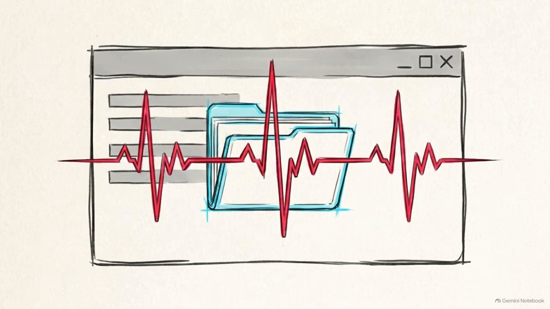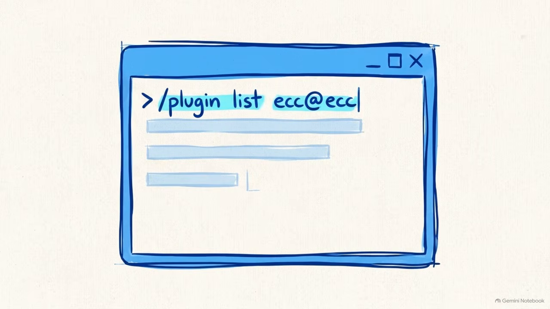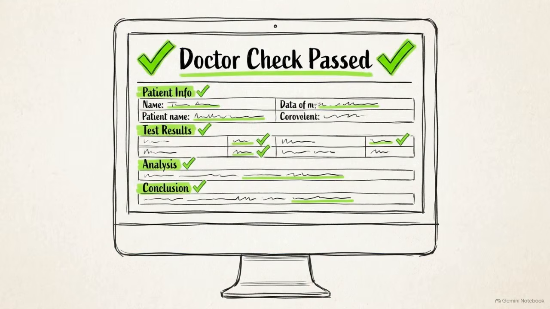Now that the files are in place, we run a diagnostic heartbeat. Type /plugin list ECC at ECC in the prompt. This ensures the internal manifest is fully loaded and active. Execute node scripts.ecc.doctor. This green overlay displays the report, confirming the structural integrity of your installed files and background hook bindings are sound.